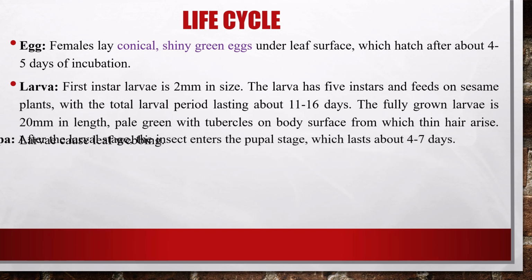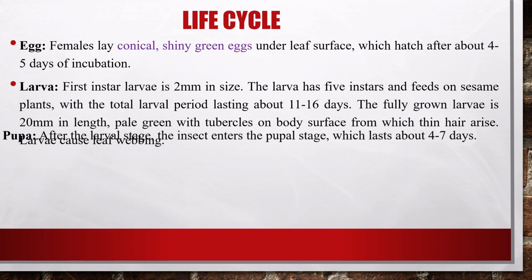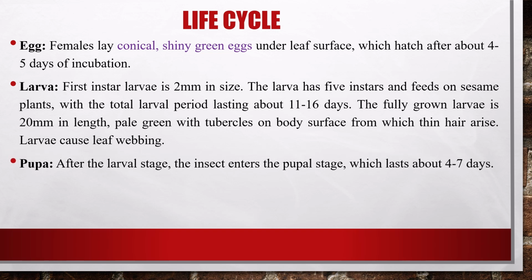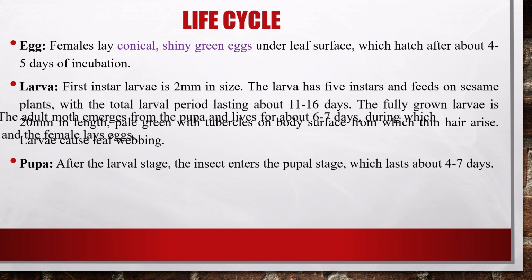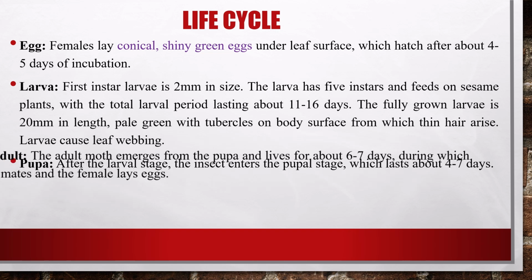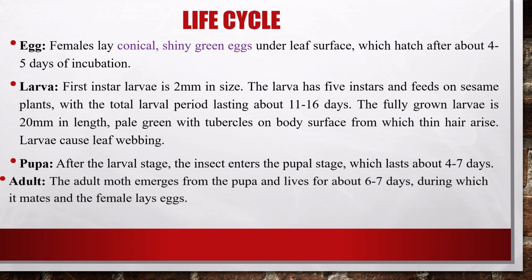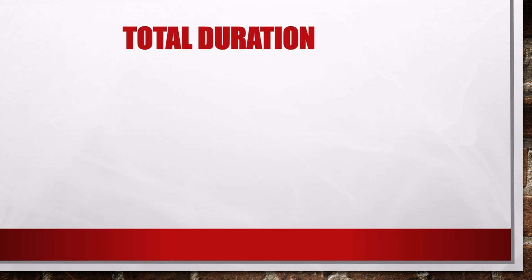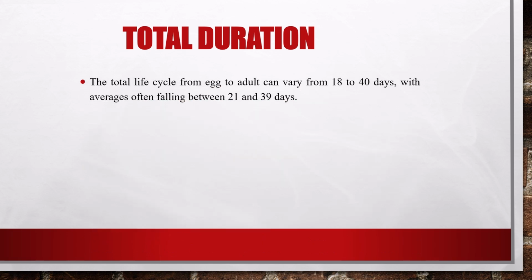After the larval stage, the insect enters the pupal stage, which lasts about 4 to 7 days. The adult moth emerges from the pupa and lives for about 6 to 7 days, during which it mates and the female lays eggs. The total life cycle from egg to adult can vary from 18 to 40 days, with averages often falling between 21 and 39 days. The duration is influenced by factors like temperature and other environmental conditions.